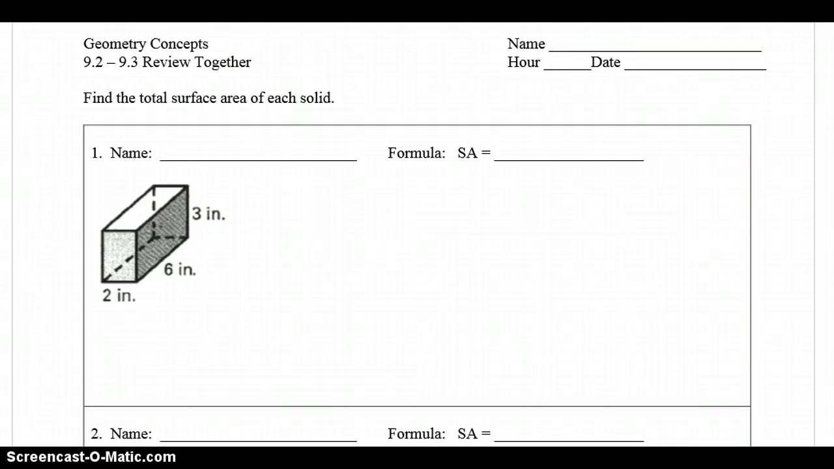What is the name of the solid that is pictured here, number one? It's a prism because we have a base on the top and the bottom. And since our base is a rectangle, this is a rectangular prism.